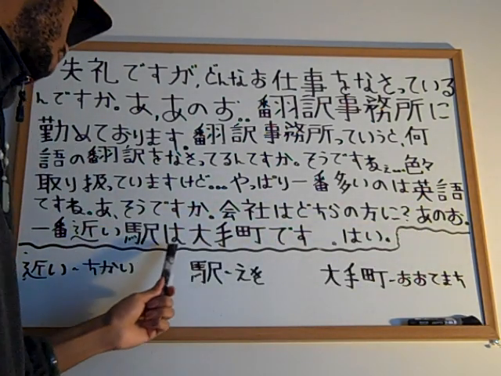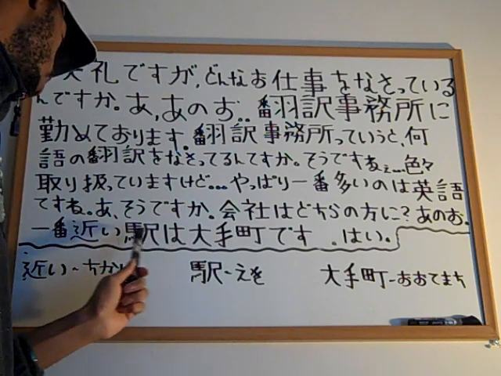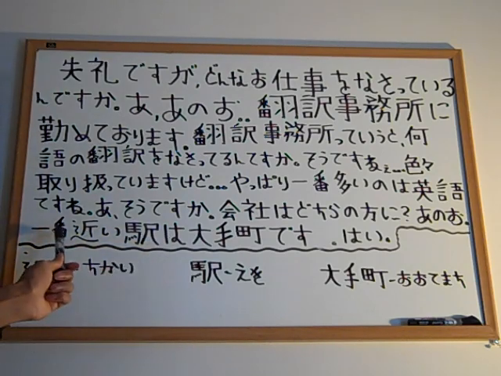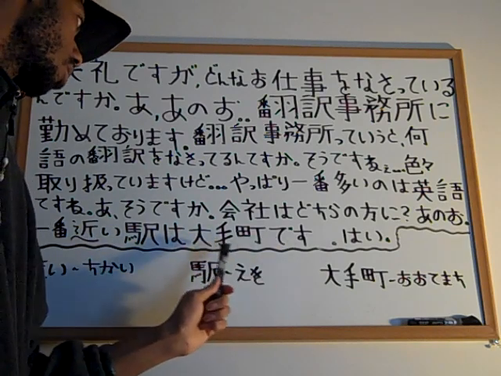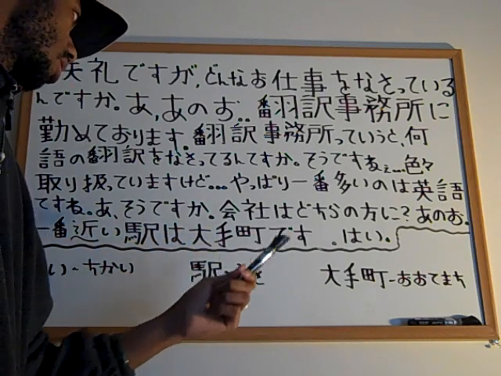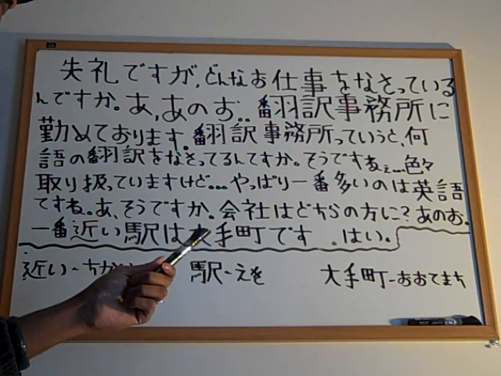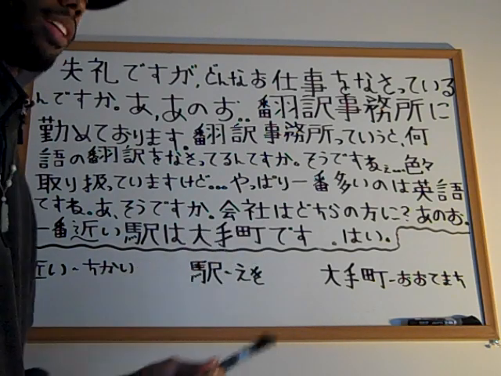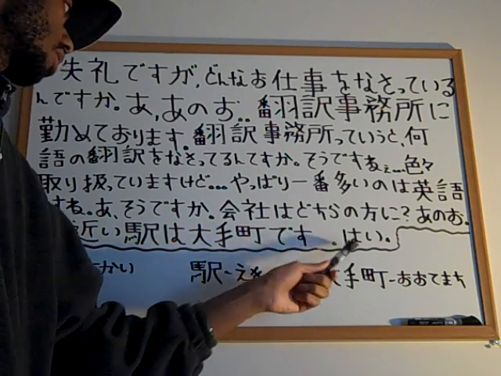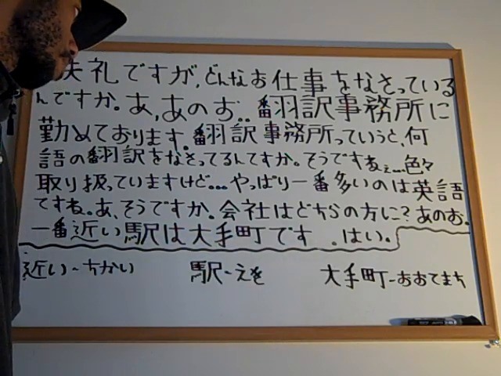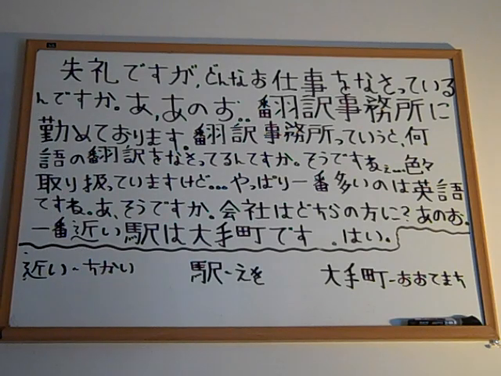Ichiban chikai eki wa, the closest station, ichiban chikai eki wa Otemachi desu. Otemachi is a section, I think, in Tokyo. So that's the dialogue there.